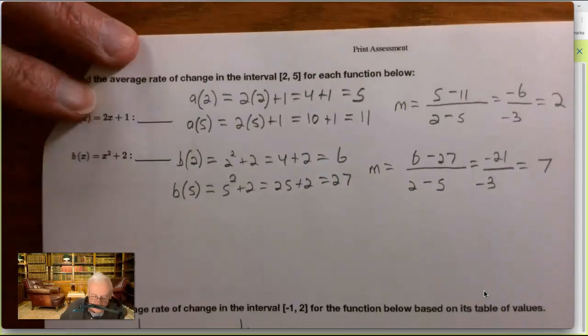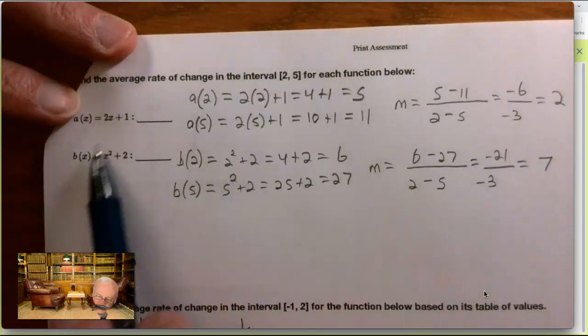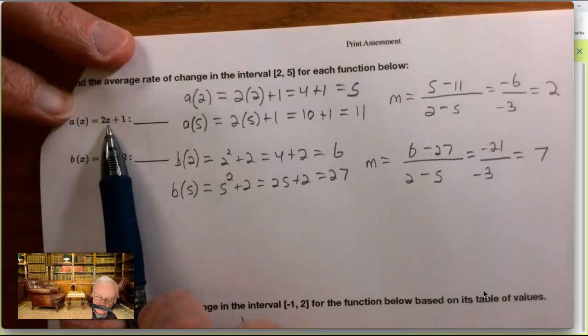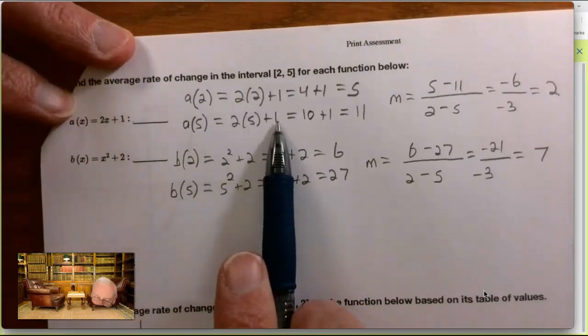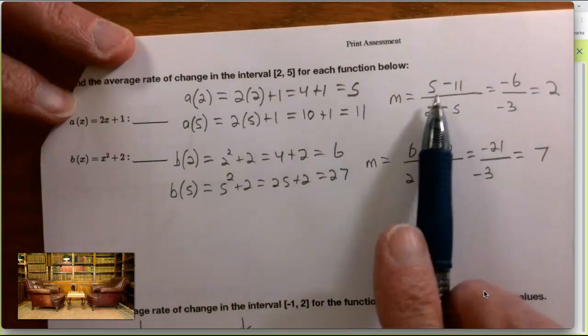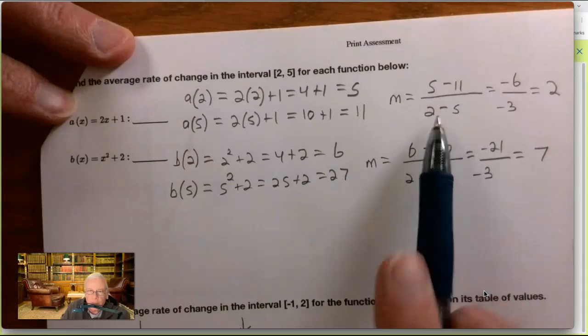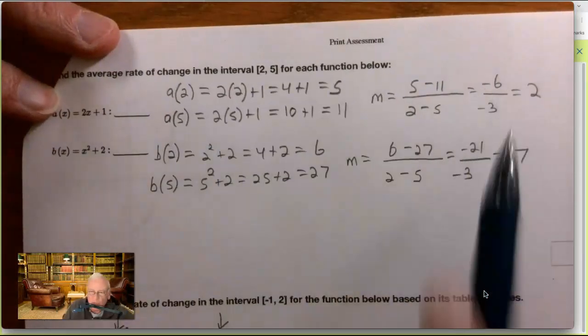All right, this is number 5. The interval is 2, 5. I plugged it in right here. It's just 2x plus 1, so 2 times 2 plus 1, 2 times 5 plus 1. I got 5 and 11. Again, here's the slope formula. Because these are 2 points now, you've got them. I got a slope of 2.